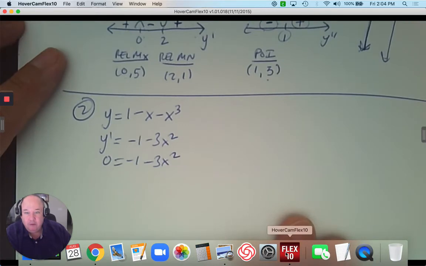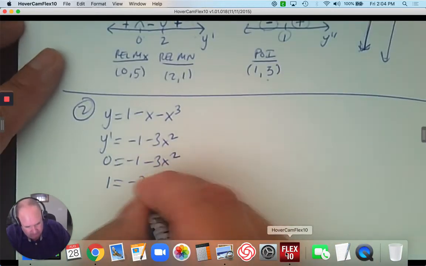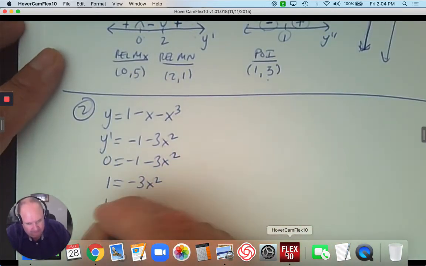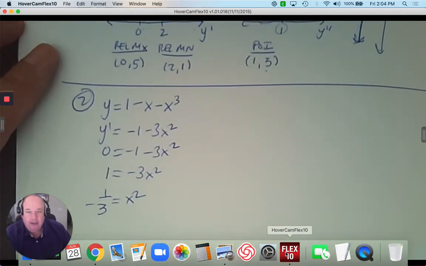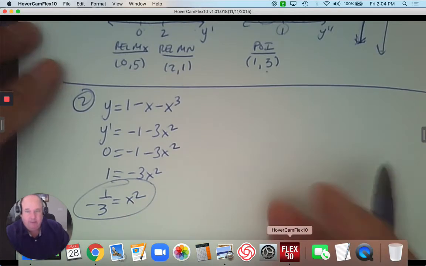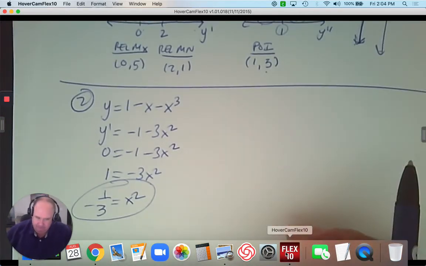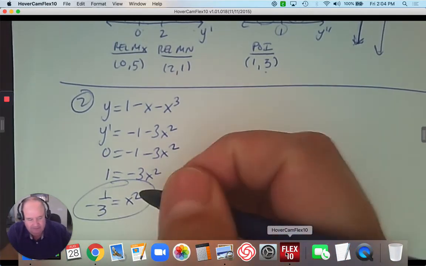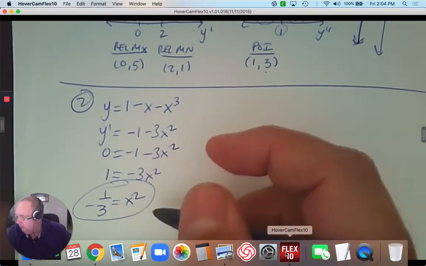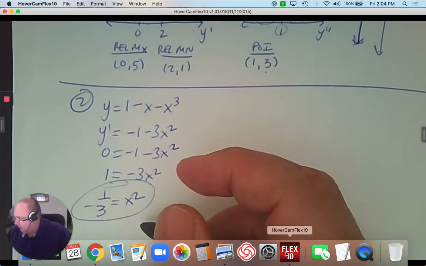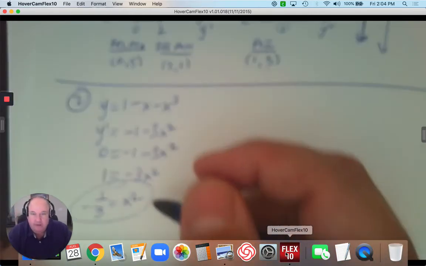So in this situation, I can add 1, divide, and then what happens? So when I add 1 and divide, this will give me an answer that is complex or imaginary. For calculus, we're not dealing with that. So on a graph, what does that tell me about critical numbers? So for number 2, are there any critical numbers? So the answer is no.